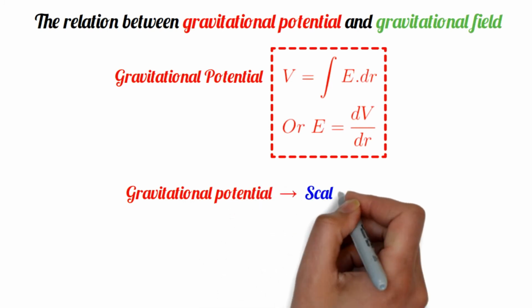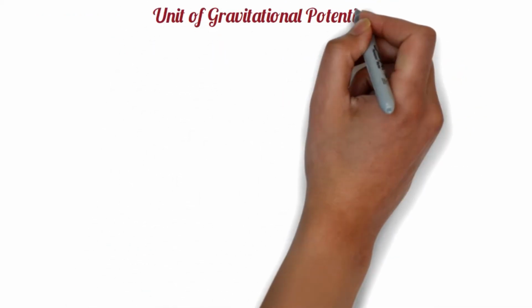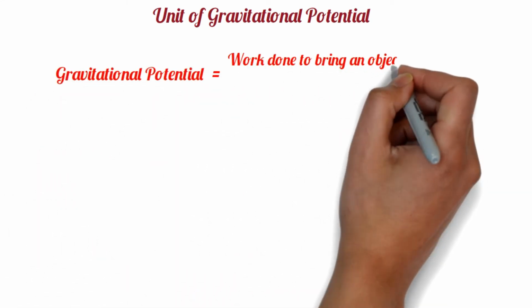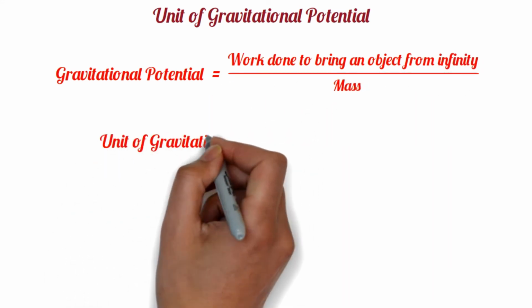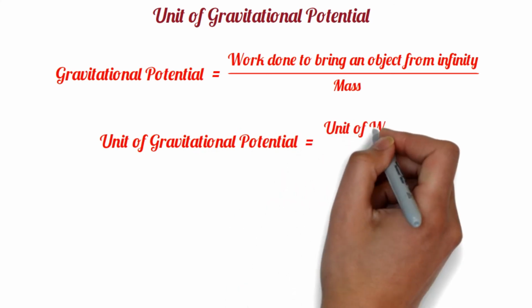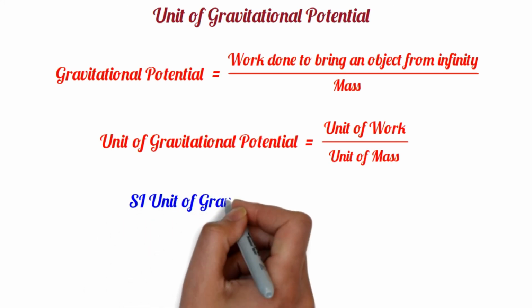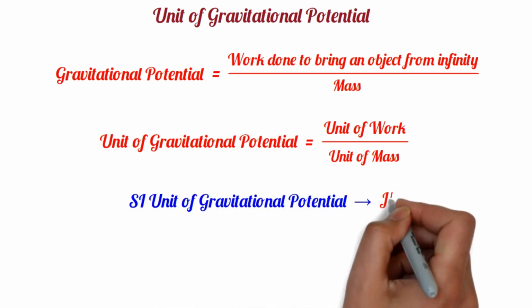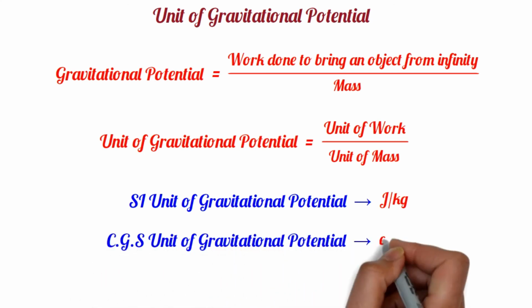Gravitational potential is a scalar quantity, because it has only magnitude, no direction, just like work. Unit of gravitational potential. From the definition, we find that the gravitational potential is equal to the work done to bring an object from infinity, divided by the mass of the object. So the unit of the gravitational potential is equal to the unit of work, divided by the unit of mass. Therefore the SI unit of gravitational potential is joule per kg. And the CGS unit of gravitational potential is erg per gram.